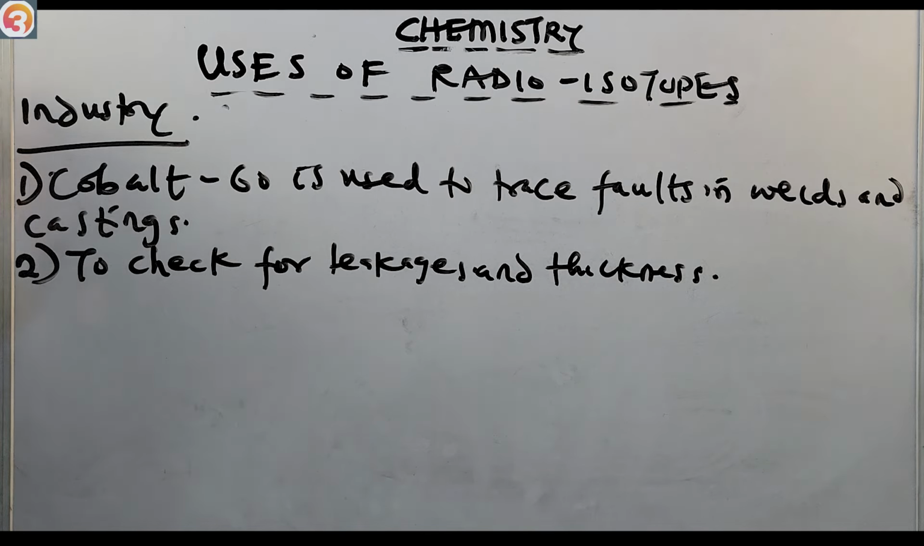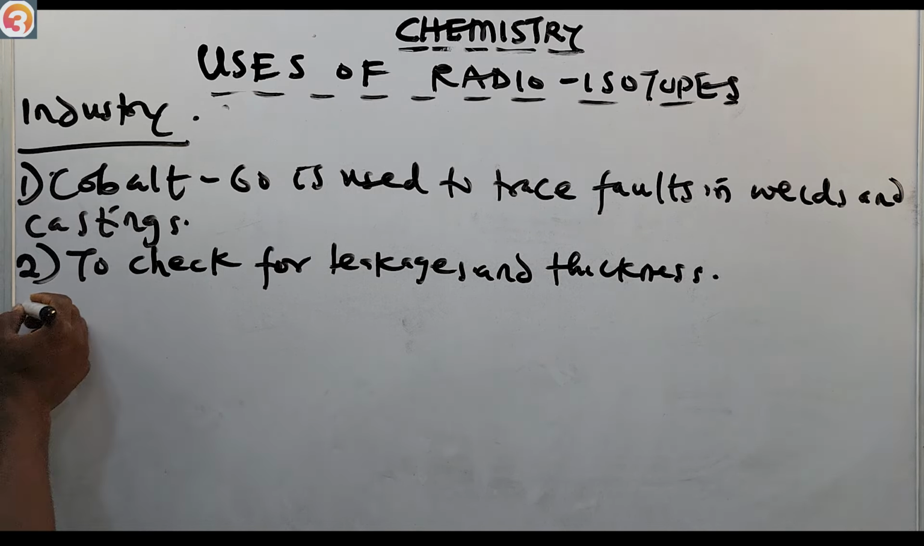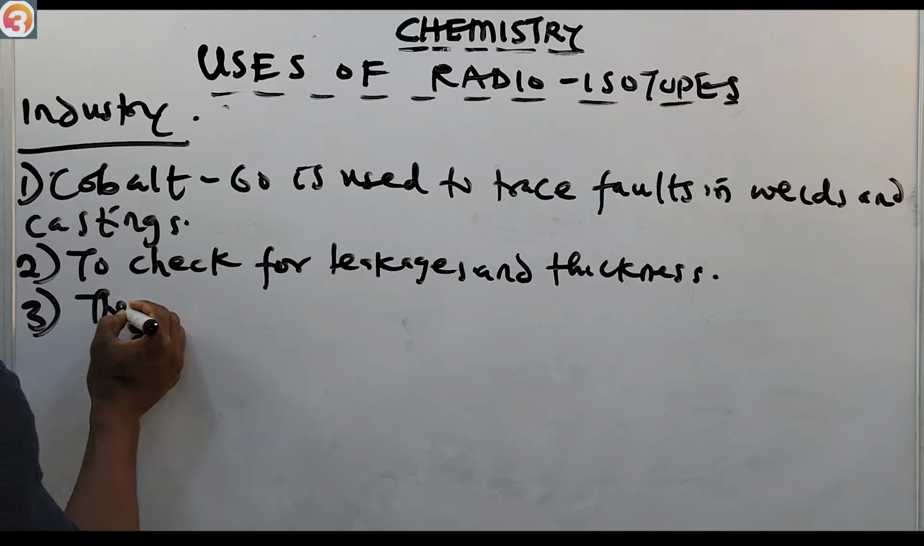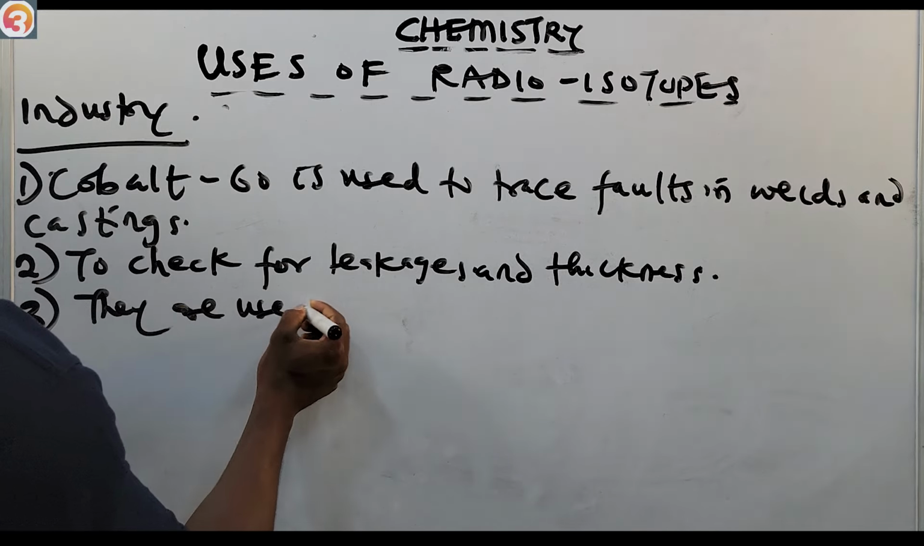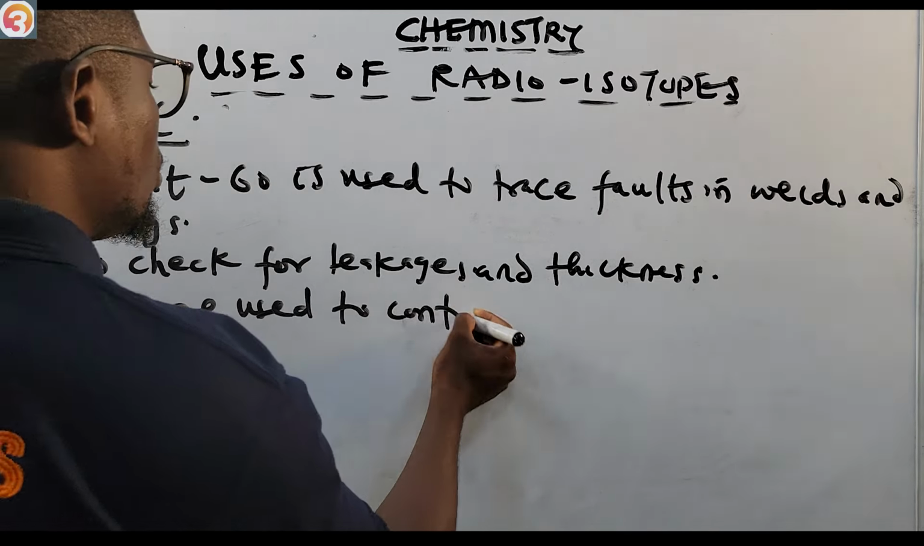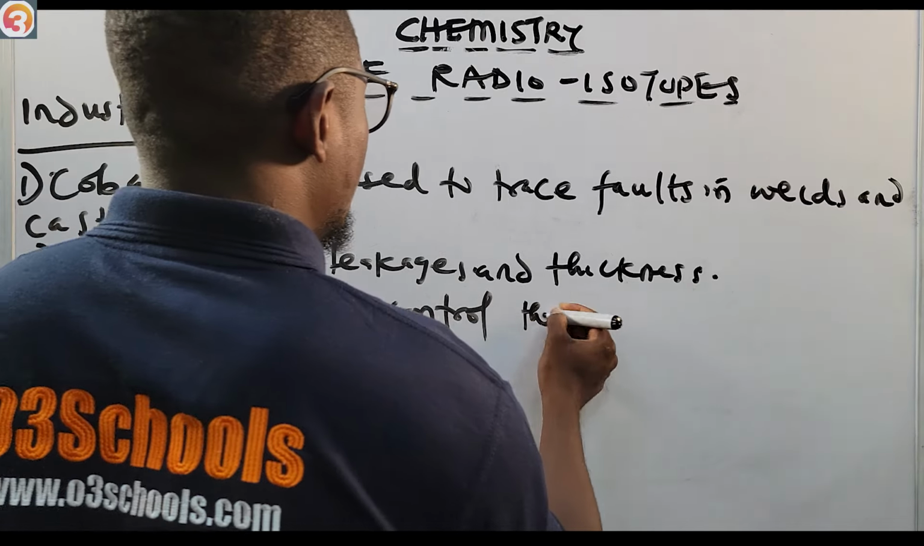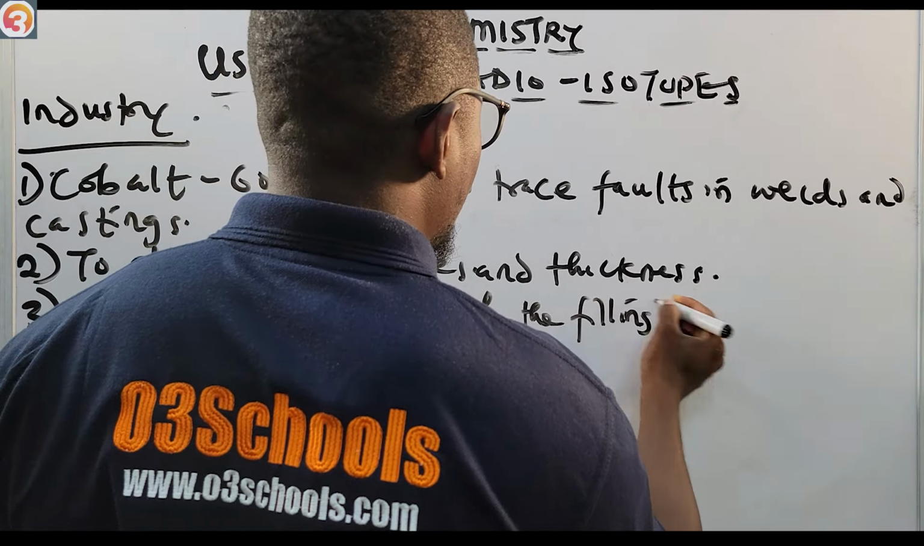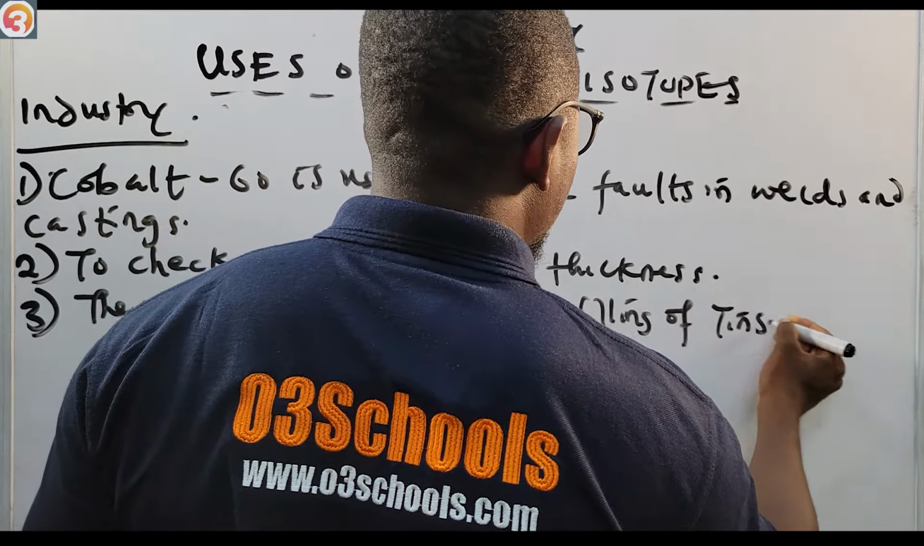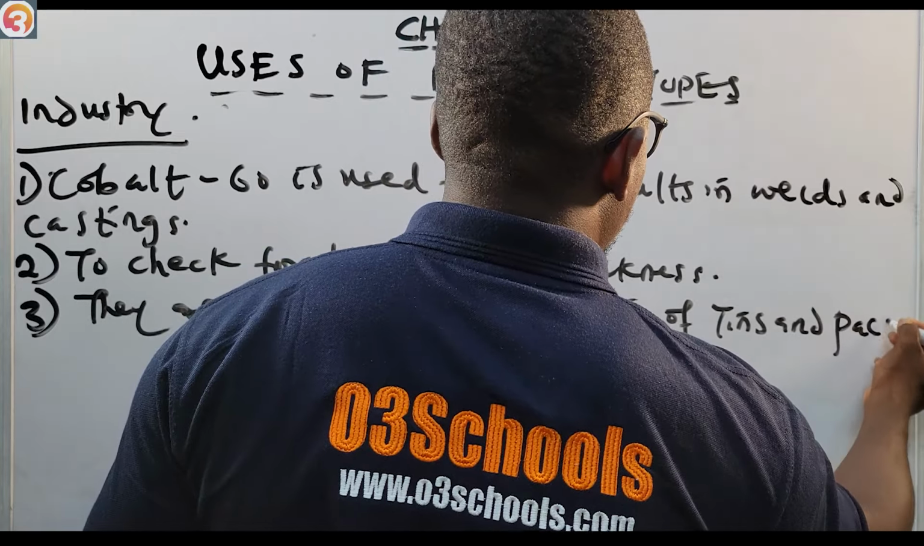So please, that is what we have in the industry. Cobalt 60 is used to trace faults in welds and castings. And then they are used to determine and check leakages and thickness. They are also used to control the filling of tins and packs.